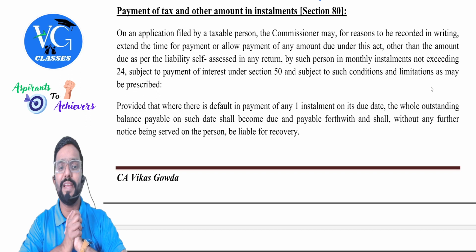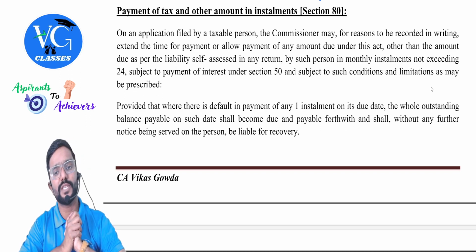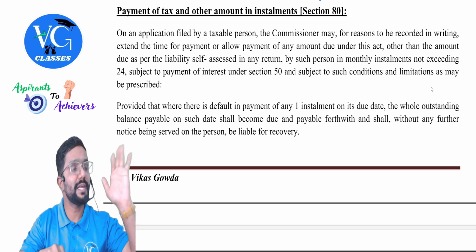On an application filed by a taxable person, the commissioner may, for the reasons to be recorded in writing, extend the time for payment or allow payment of any amount due under this act other than the amount due as per the liabilities of self-assessed tax in any return by such person in monthly installment not exceeding 24.